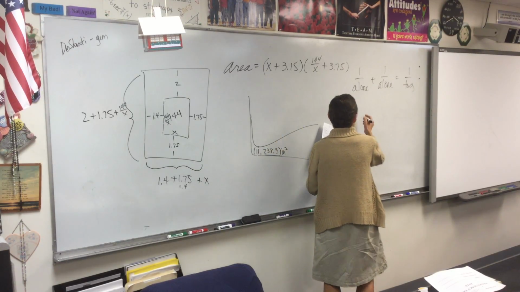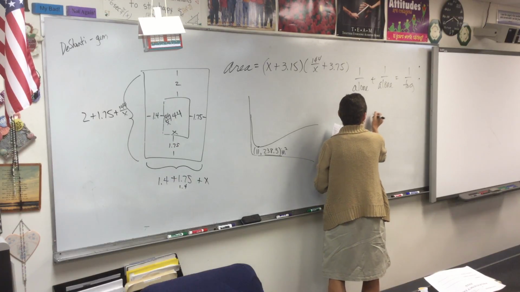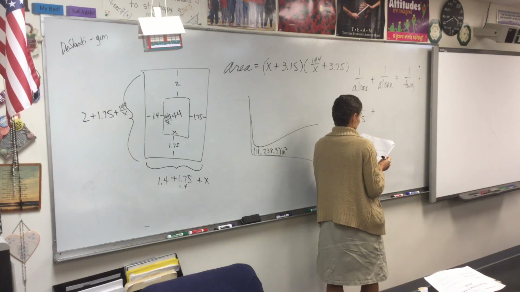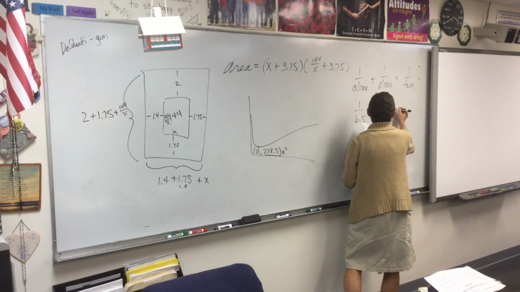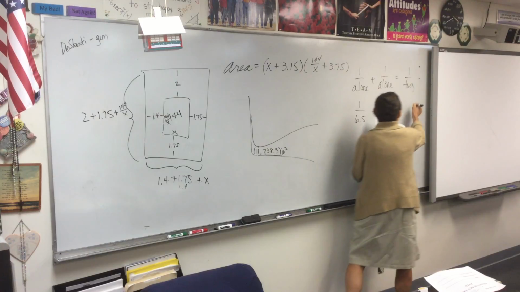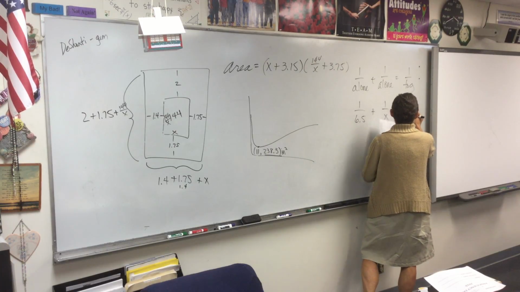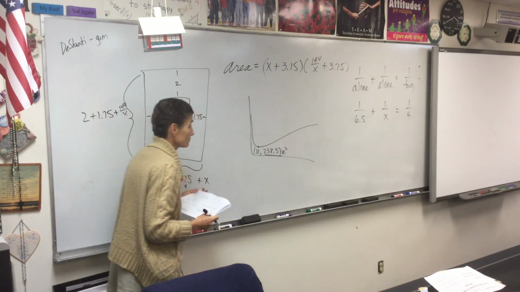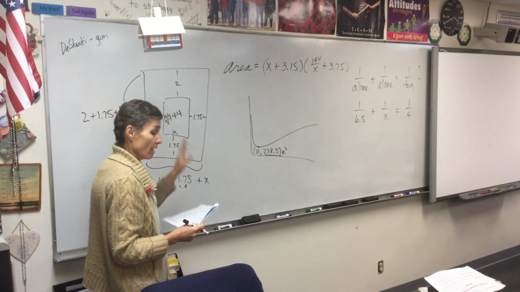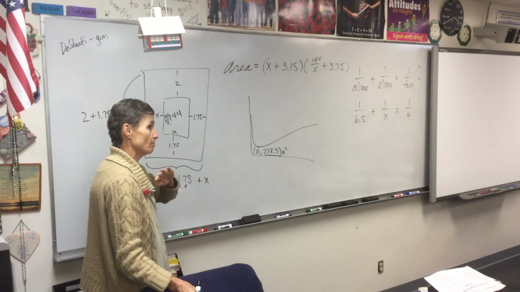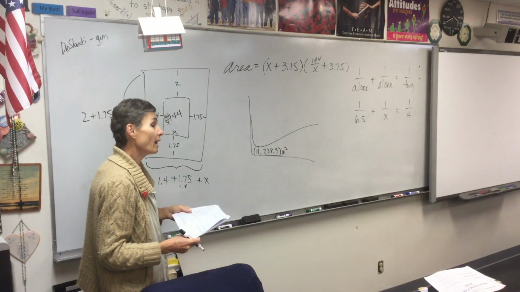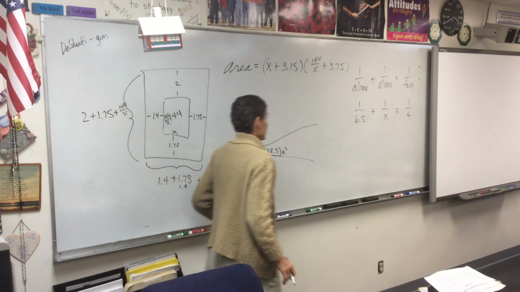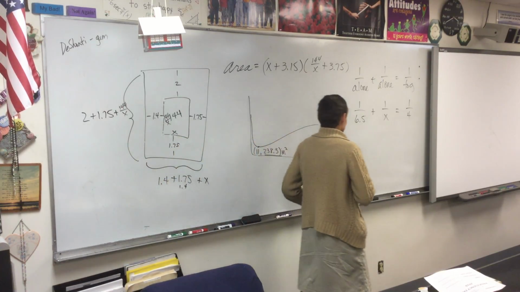Henry can do it in 6.5, so 1 over 6.5 plus 1 over X, because I don't know Sean's time alone, but I know their time together is 4. Now, how you solve that is completely up to you. You will have a calculator for this problem, so whatever works for you.